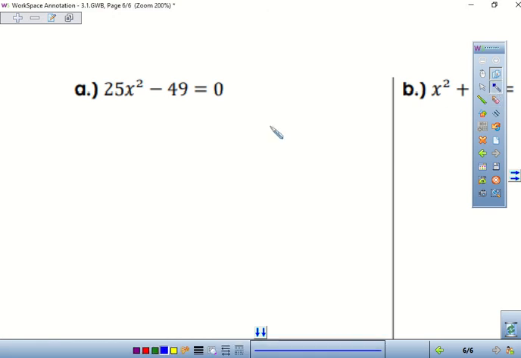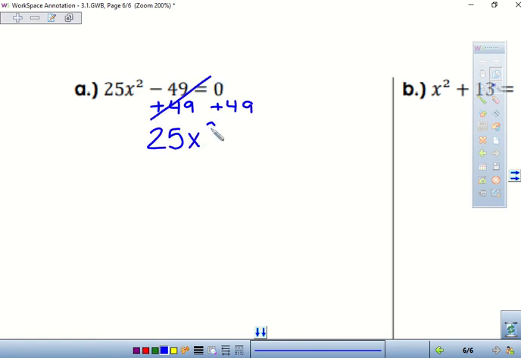So your goal with this method, if you do it the factoring way we learned before, that works too, but I'm going to show you an alternative. So you're going to start by isolating the x squared. So we get 25x squared equals 49. And then your goal, again, like I said, is to isolate the x squared. So I'm going to divide by 25. And I'm left with x squared is equal to 49 over 25.